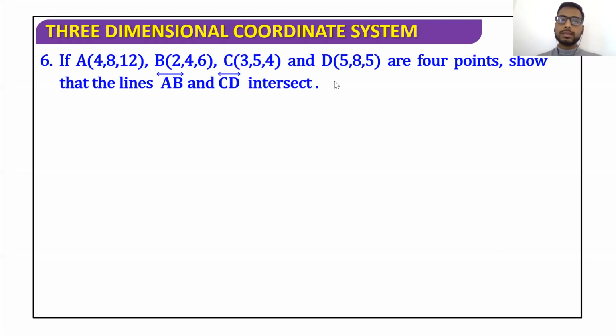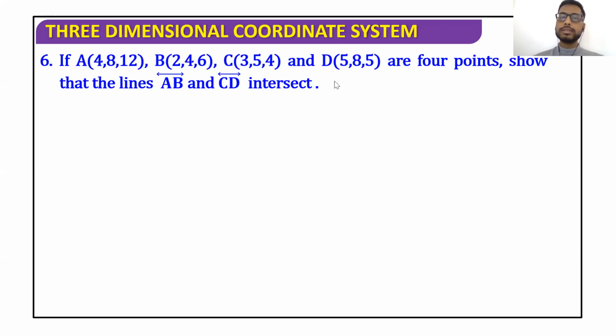The question is, there are 4 points, A, B, C, and D, and I have to show that the lines AB bar and CD bar are intersecting. So how can I show this? First, I want AB bar. I can get AB bar by simply doing B bar minus A bar. I can also get CD bar by doing D bar minus C bar. But what I want is to show that the lines are intersecting each other. So in what ways can I approach this question?